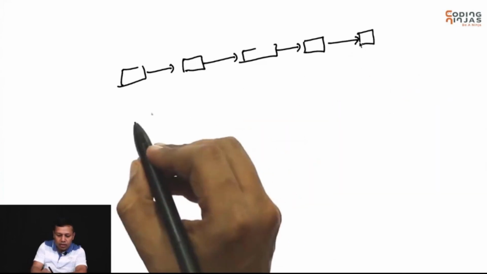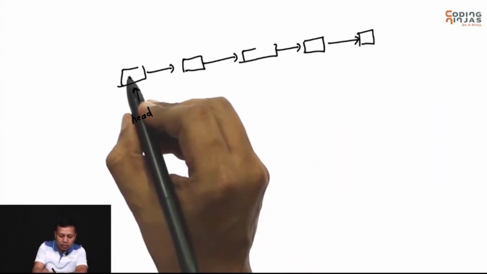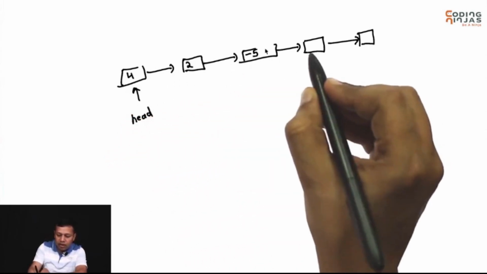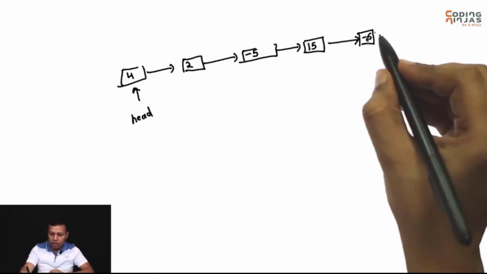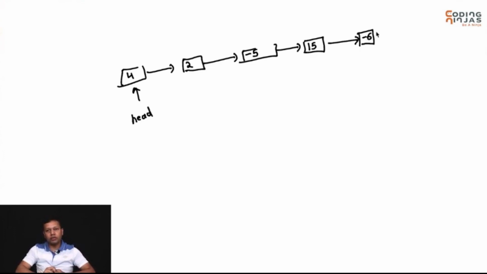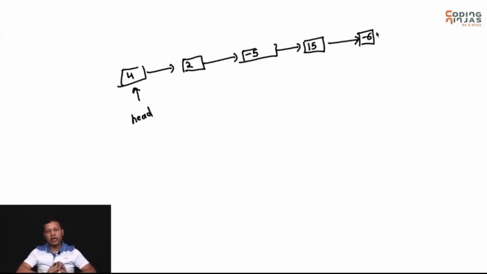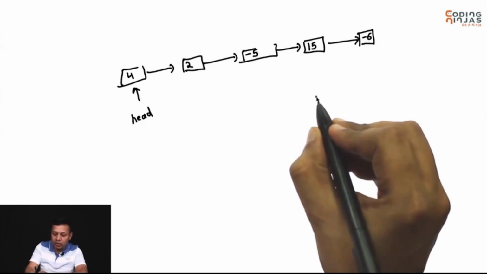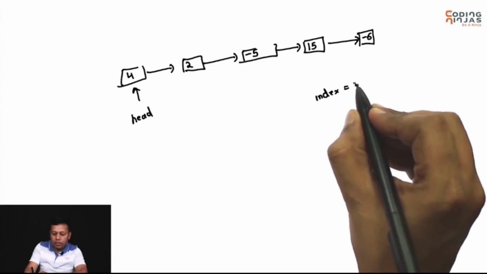A linked list has a head node and let's say the values are 4, 2, -5, 15, -6. Okay, and this is pointing nowhere, this is pointing to null. So my list has some nodes. I have a head pointer and I need to delete the node. Which node do I have to delete? That would be specified by the index. So I will get an index, say 3.